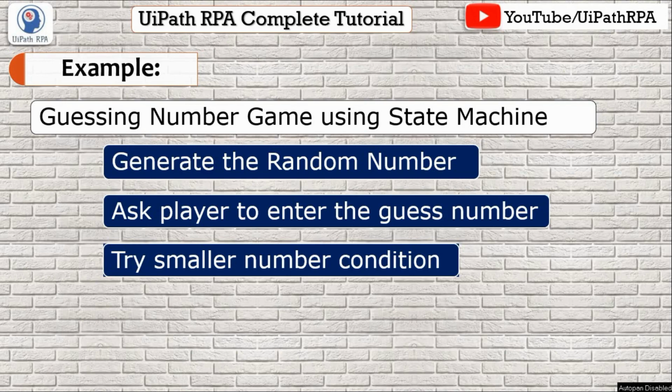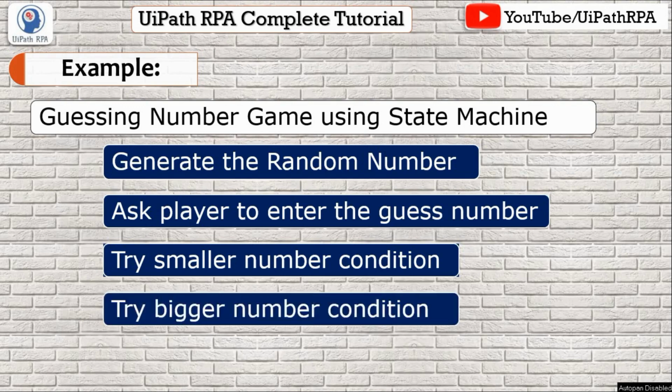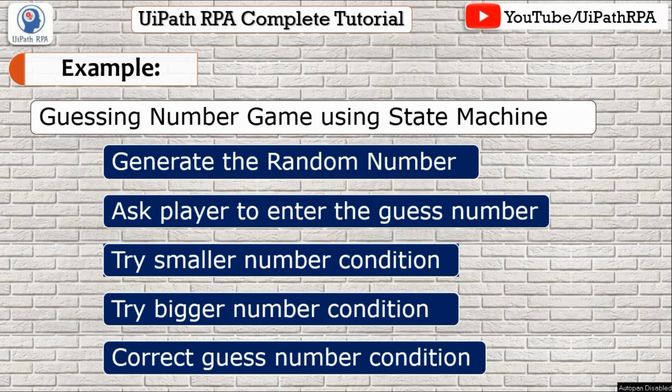First we'll check if the player has passed a bigger number that is not matching the random number, then we'll ask the player to try a smaller number. Next is try bigger number: if the user is passing a smaller number and the random number is bigger, then we'll ask the user to try a bigger number. And if the user is passing the correct number, we'll show a message box like you won the game or you guessed correctly. So we'll start here.